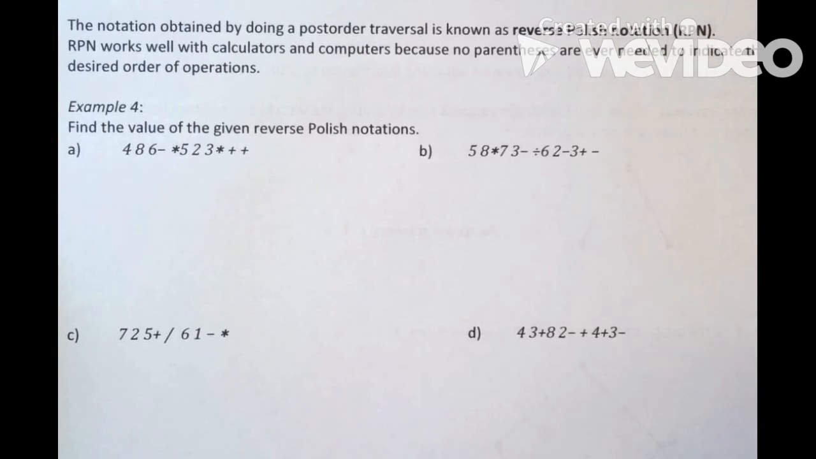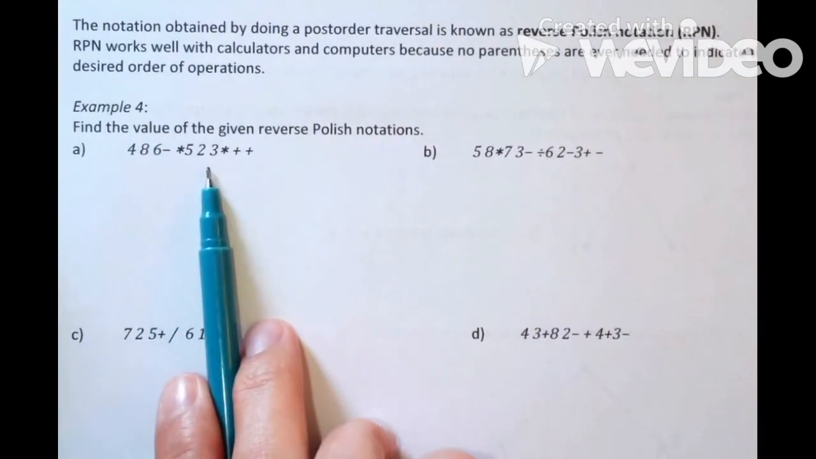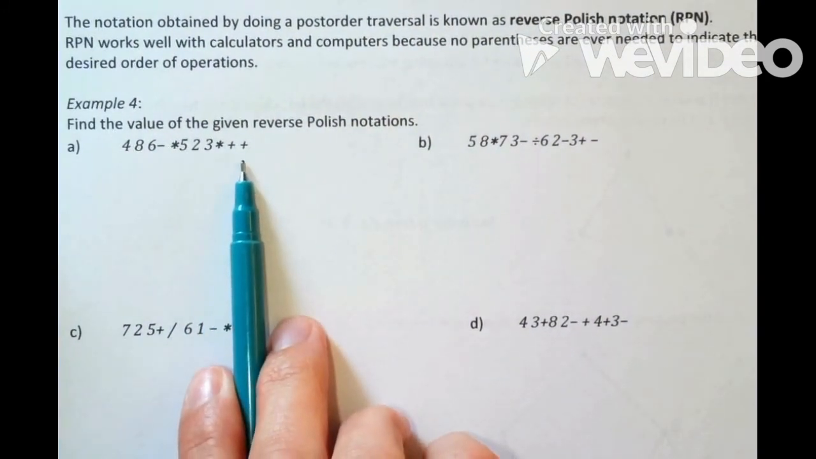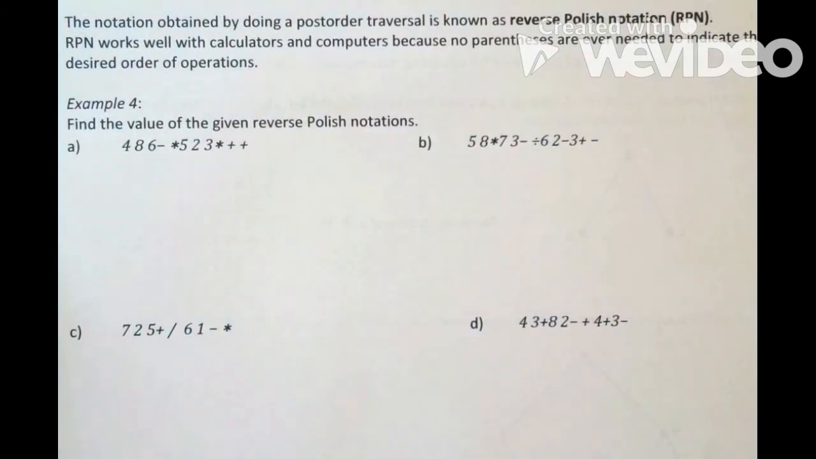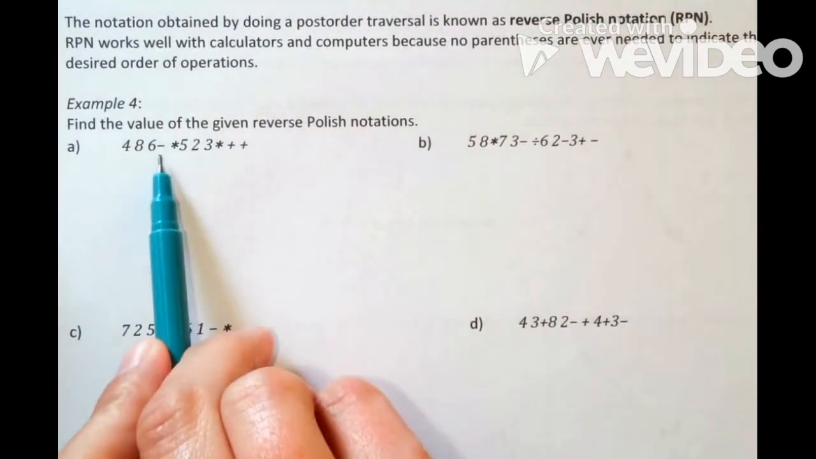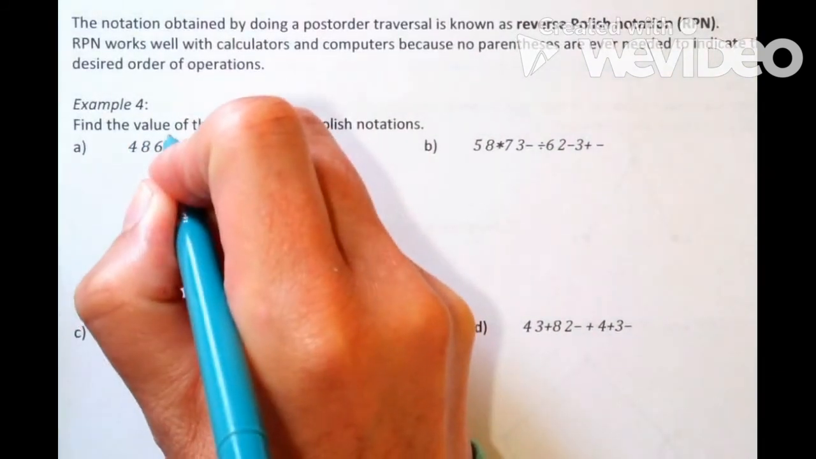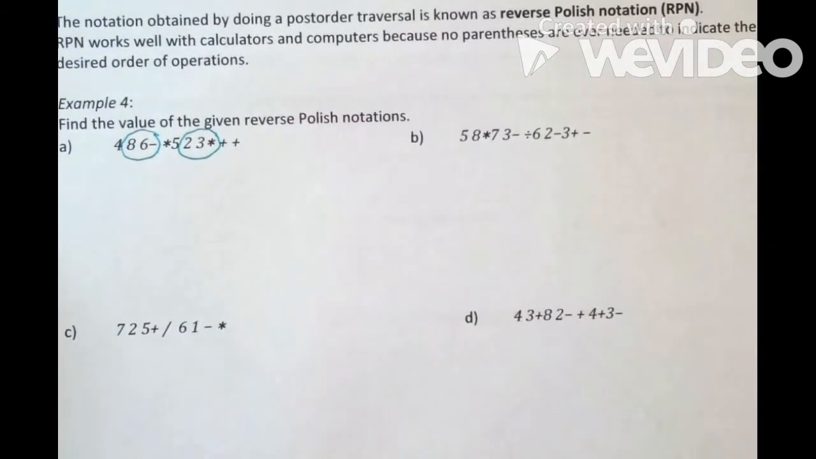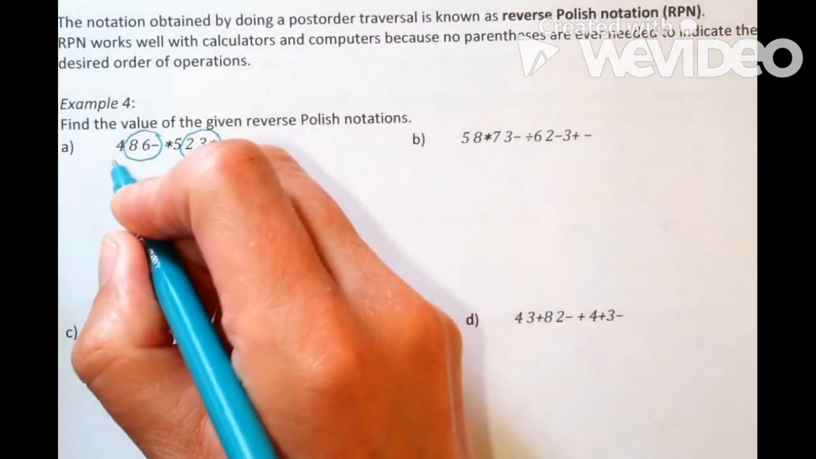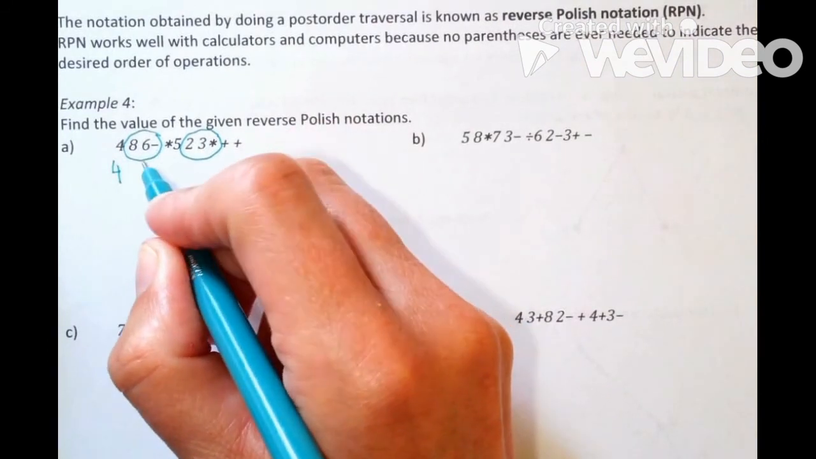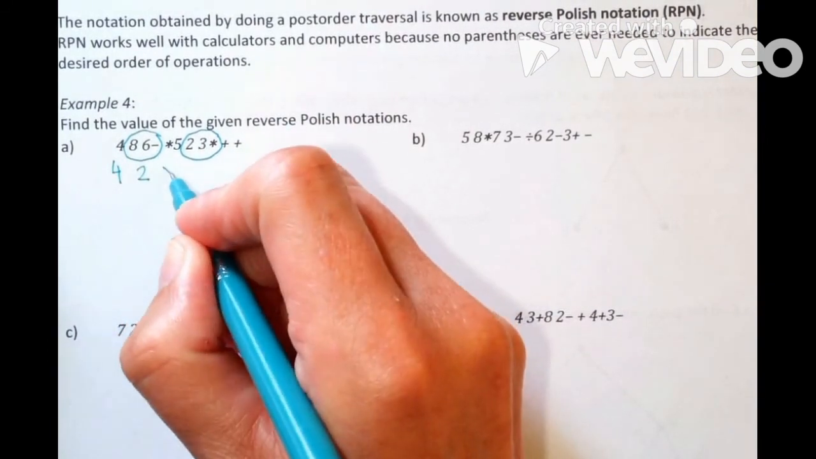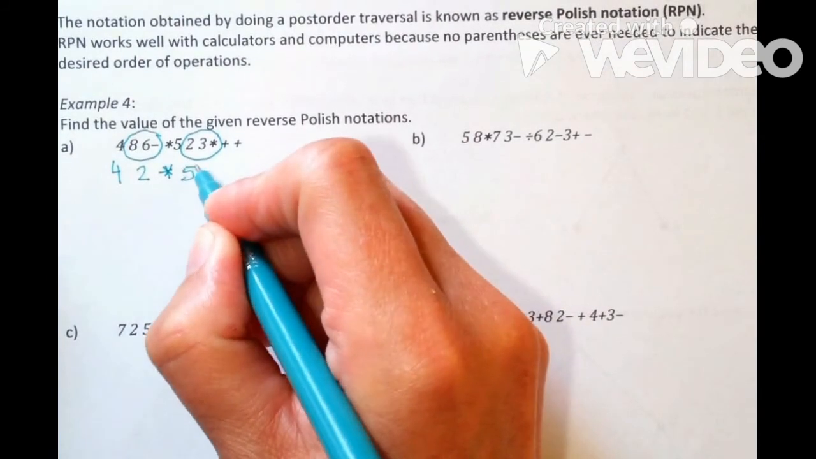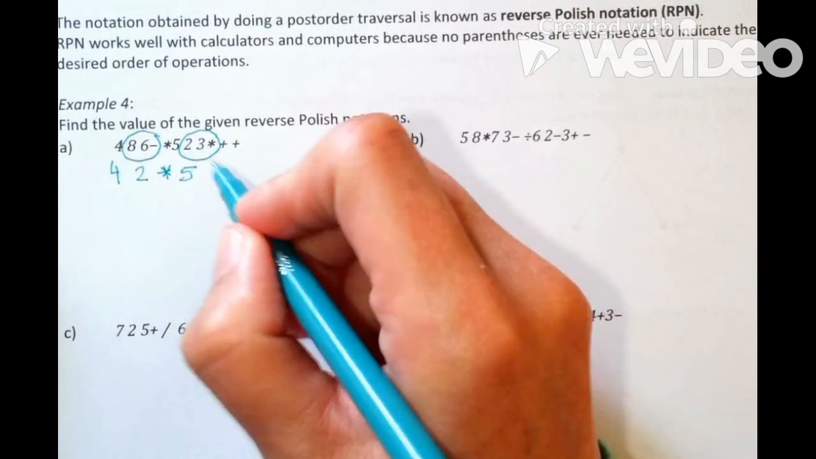Okay, now we're going to use reverse Polish notation without the binary tree. So this is an expression with no parentheses. As you saw in the previous example, we should find the first operation and circle the two numbers in front. So this one and this one. We can do these operations at the same time. So 8 minus 6 is 2. You need to write the multiplication. Have to have that 5. And then 2 times 3 is 6.